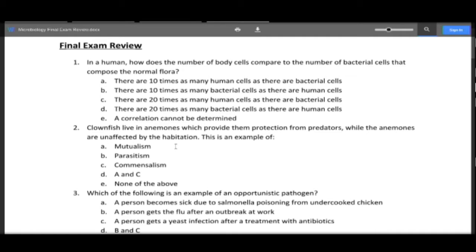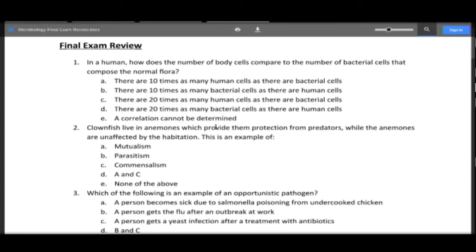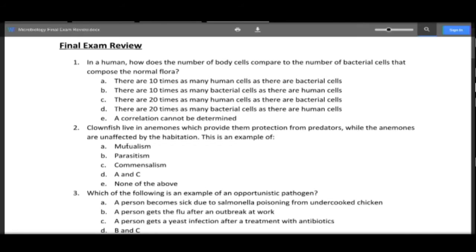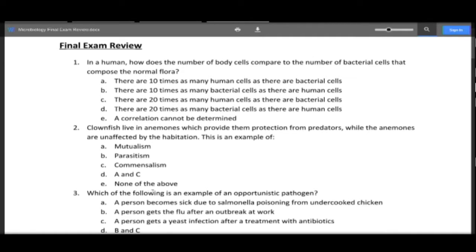It'd be a mutual type interaction. They'd both be happy. But in the question, it says that the clownfish are being protected. They have that positive benefit, but the anemones don't have any positive benefit. They don't have any negative, but they just don't have any positive. So that's why mutualism probably wouldn't be the best choice for this one. And if we take out A, that means we also kind of take out D, because D is A and C.